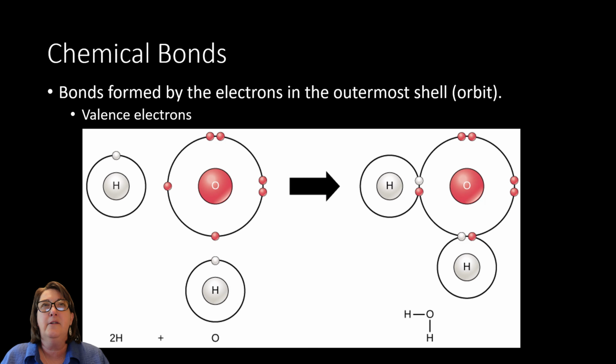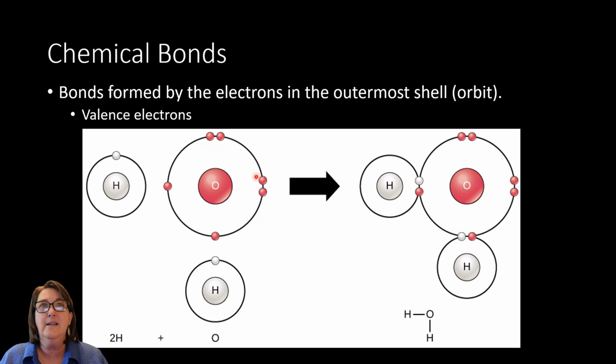Chemical bonds are bonds that are formed between the electrons in the outermost shell. They're valence electrons. Chemistry, a lot of it, is just where are the electrons, who's got them, who wants them, where are they at? So this is kind of talking about the chemical bonds.